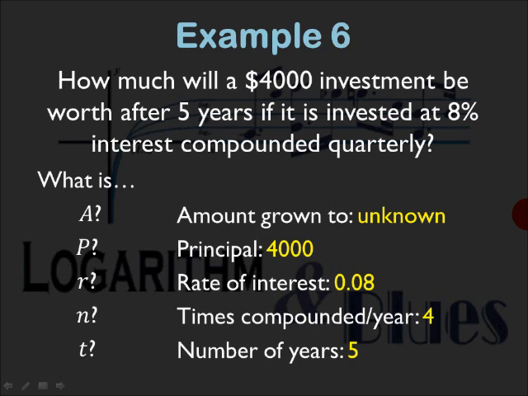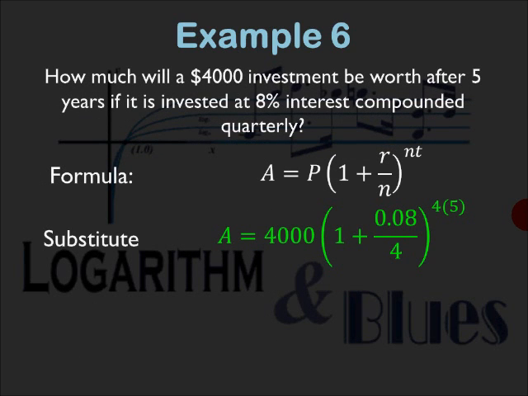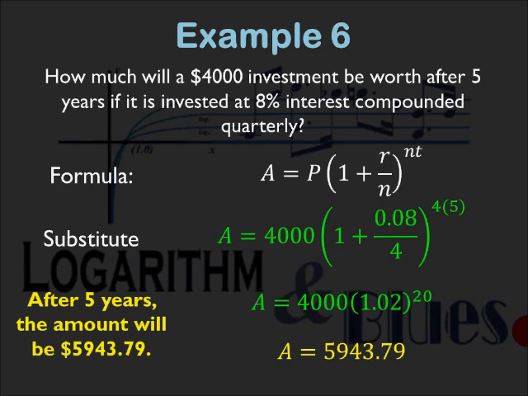Now again, this is very simple, similar to one of the examples where you just have to crank stuff out because you don't have to do any complex algebra to solve for A. So if you plug stuff in, you get A equals 4,000 times 1 plus 0.08 over 4, all of that to the what's going to be 20th power. So this is 1.02 to the 20th, and just multiply them together. This is pretty simple. You get A is 5943.79. So, after 5 years, a $4,000 investment will be worth $5,943.79.